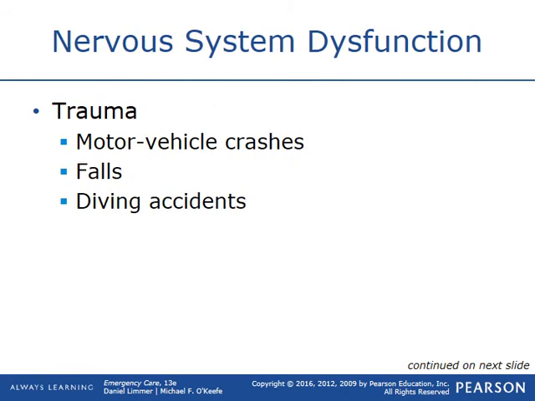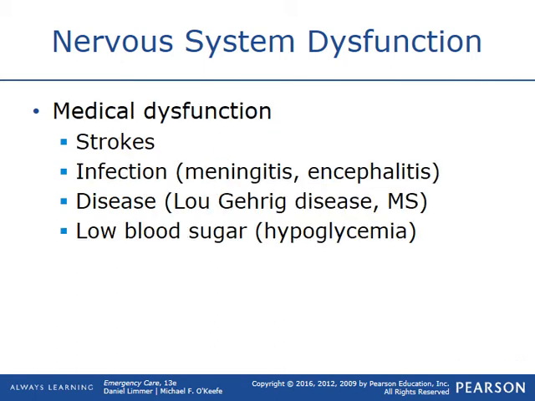Nervous system dysfunction can be caused by trauma due to motor vehicle crashes, a fall, or diving accidents. Some sort of medical dysfunction, such as stroke, infection, such as meningitis or encephalitis, diseases such as Lou Gehrig's disease or ALS, or MS, multiple sclerosis, or low blood sugar, hypoglycemia.